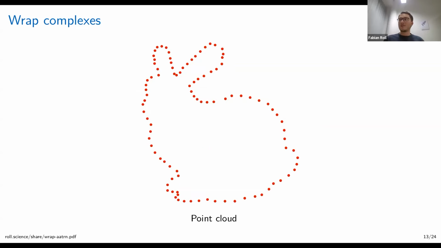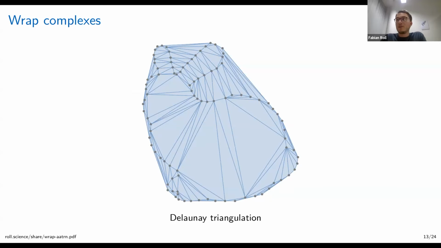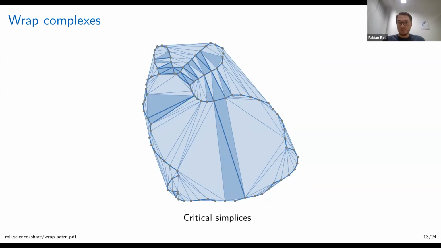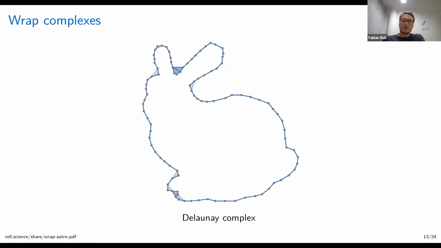Okay, enough formula, I want to show you some pictures. So here we have another point cloud in the plane, which was sampled from the contour line of a 2D bunny. Then here you see the corresponding Delaunay triangulation. Here are the critical simplices of the Delaunay radius function. Here the Delaunay complex for a small parameter choice. And here the RAP complex for the same parameter. And I will go back and forth a bit so you can see the difference.